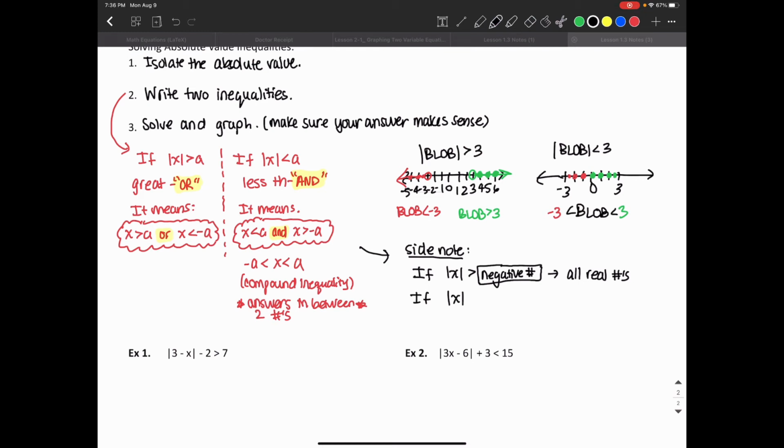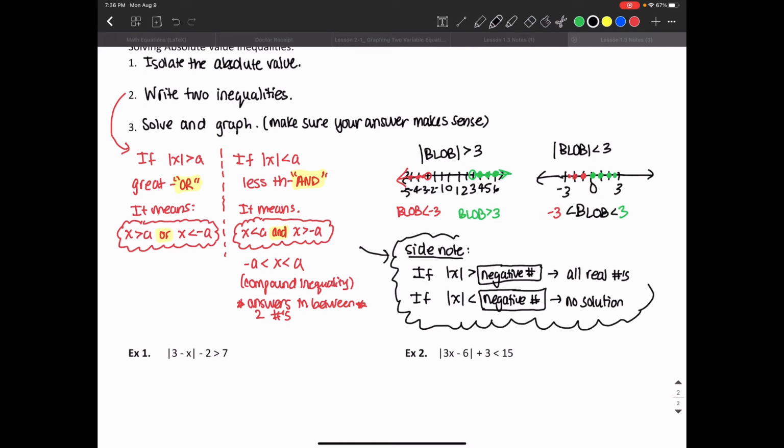If you have the absolute value of x is less than a negative number, and that's what you've isolated down to, that example is never going to be true. There is nothing you can think of for x where the absolute value would be less than a negative number, because that would mean that the absolute value of x would be a negative number. And you can't have that because distance can't be negative. So this is no solution. And these two are examples you need to look out for to make sure your answer makes sense.